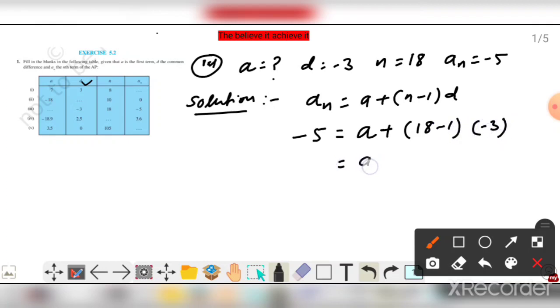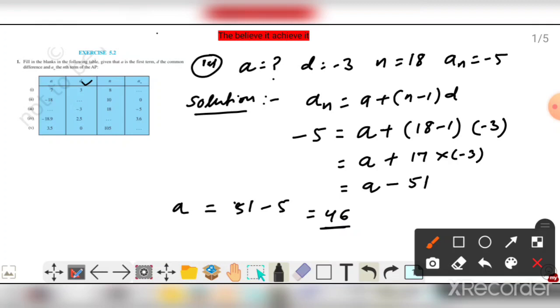So we'll simplify this. A plus 17 into minus 3. That means it will be A minus 51. That means A equals 51 minus 5 equals 46. Understanding? It is also a very easy question. We have to just put the values and simplify. So we will go through the next question.